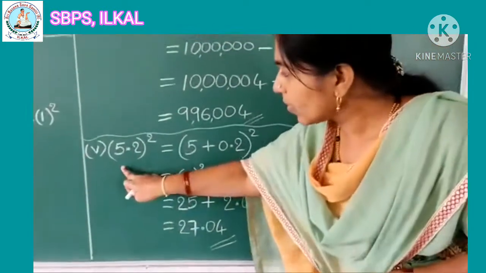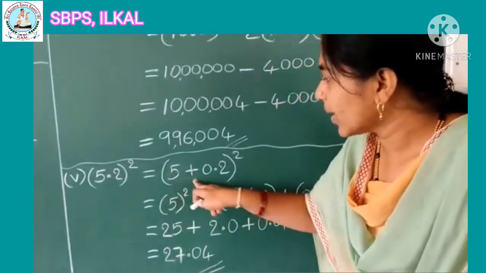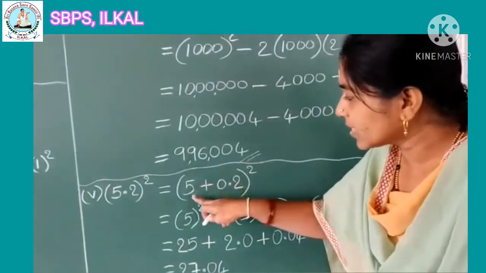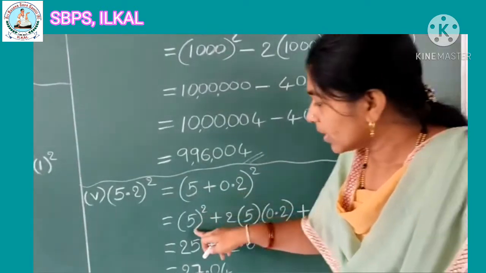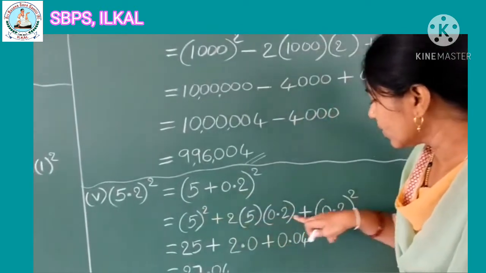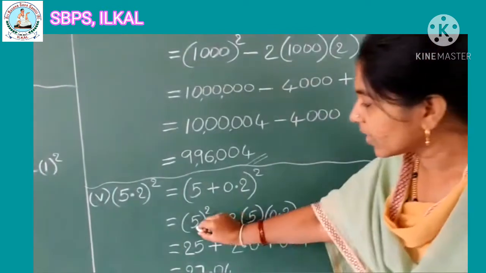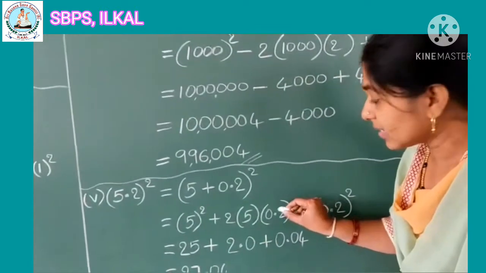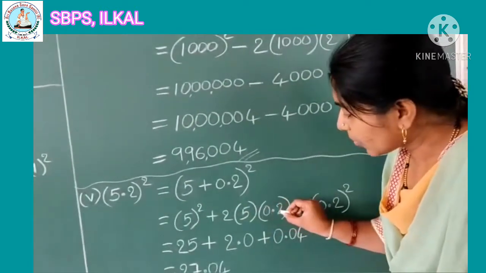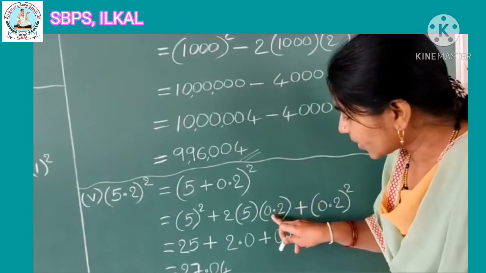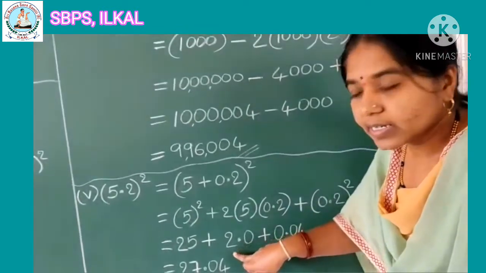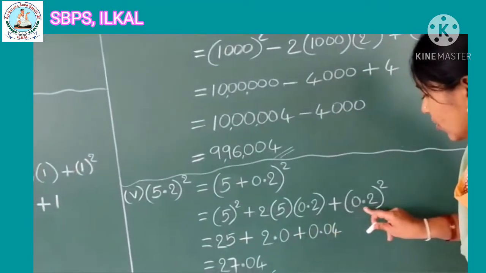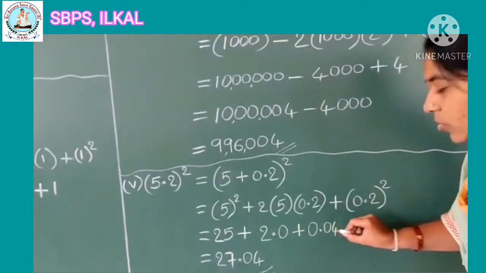Next one, 5.2 square. 5 plus 0.2 whole square we can write, a plus b whole square. A is 5, b is 0.2. A square plus 2ab plus b square. Then 5 square is 25. 2 fives are 10, 10 into 2. Okay, 10 into 2 is 20. But 0.2 it is, so one place after the point, that is 0 after the point. It became only 2.0, nothing but 2. Plus 0.2 whole square, 0.04.